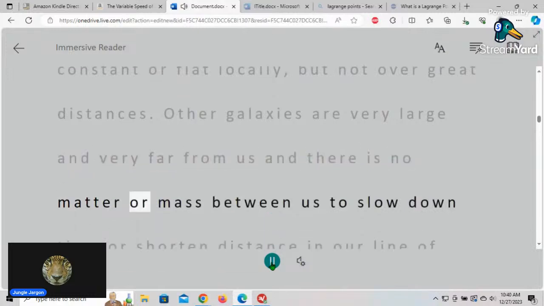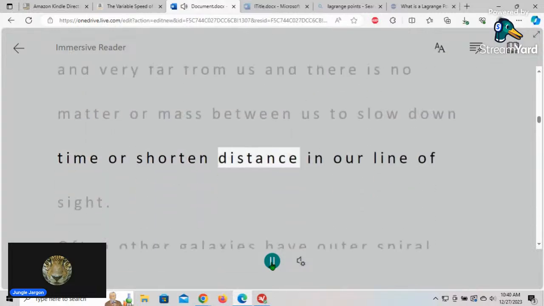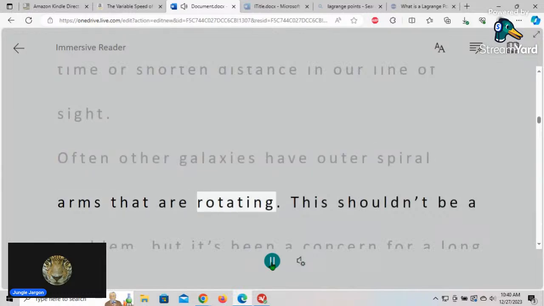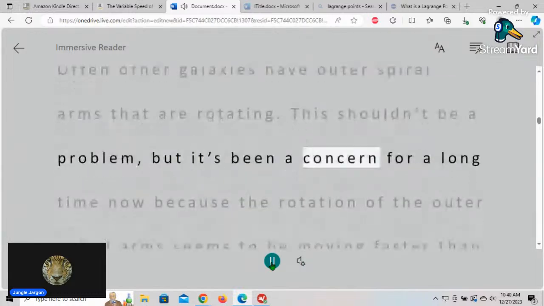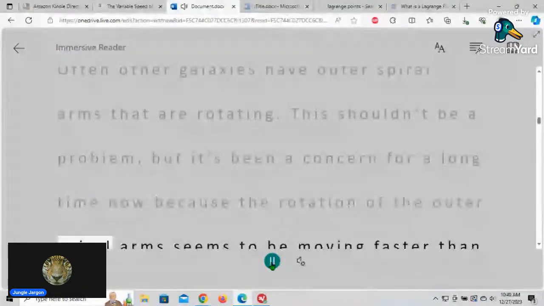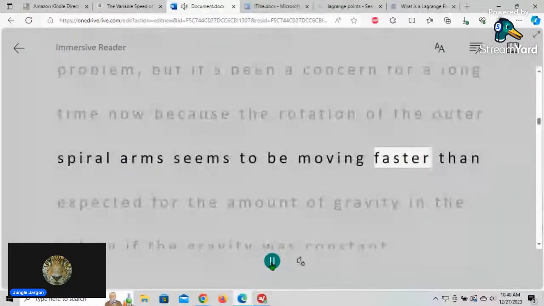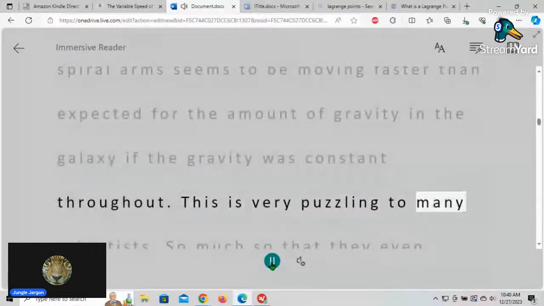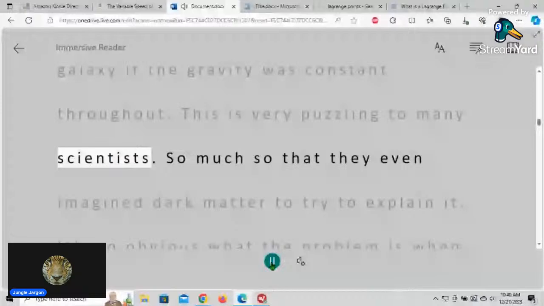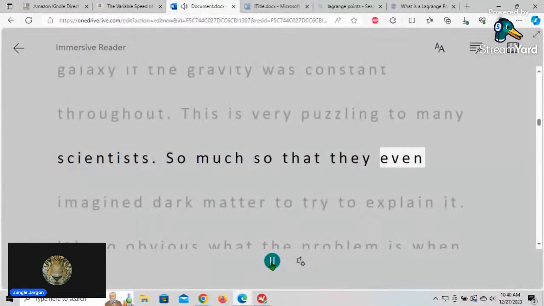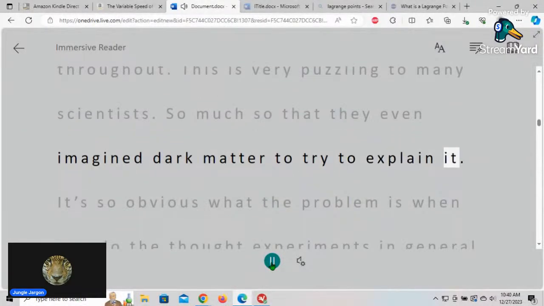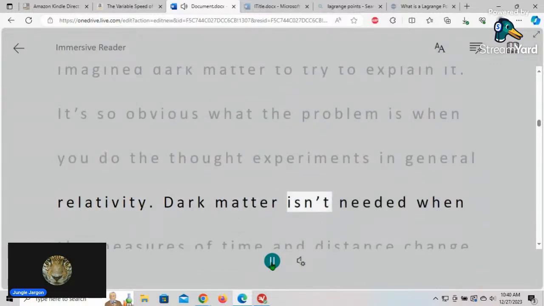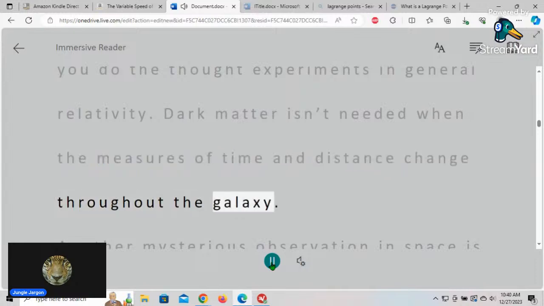Other galaxies are very large and very far from us, and there is no matter or mass between us to slow down time or shorten distance in our line of sight. Often other galaxies have outer spiral arms that are rotating. This shouldn't be a problem, but it's been a concern for a long time now because the rotation of the outer spiral arms seems to be moving faster than expected for the amount of gravity in the galaxy if the gravity was constant throughout. This is very puzzling to many scientists, so much so that they even imagine dark matter to try to explain it. It's so obvious what the problem is when you do the thought experiments in general relativity. Dark matter isn't needed when the measures of time and distance change throughout the galaxy.